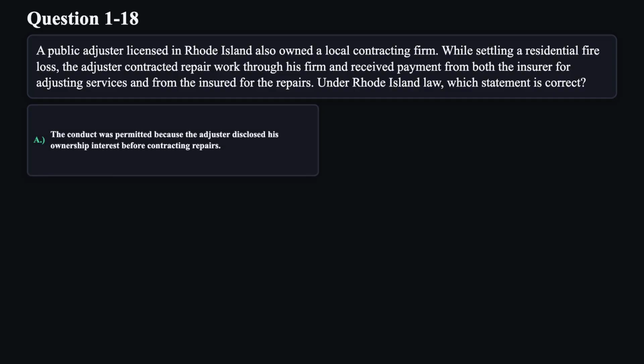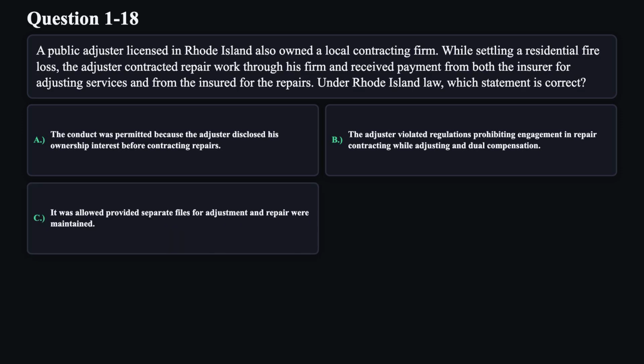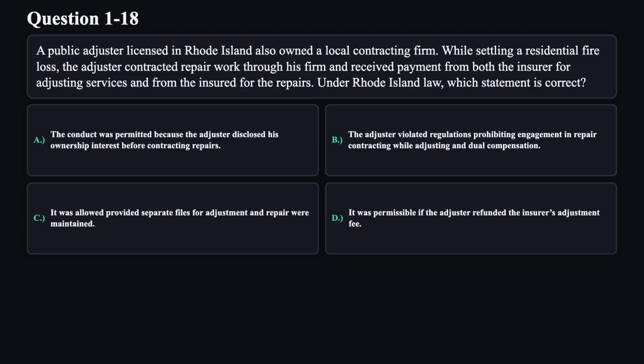A. The conduct was permitted because the adjuster disclosed his ownership interest before contracting repairs. B. The adjuster violated regulations prohibiting engagement in repair contracting while adjusting and dual compensation. C. It was allowed provided separate files for adjustment and repair were maintained. D. It was permissible if the adjuster refunded the insurer's adjustment fee.